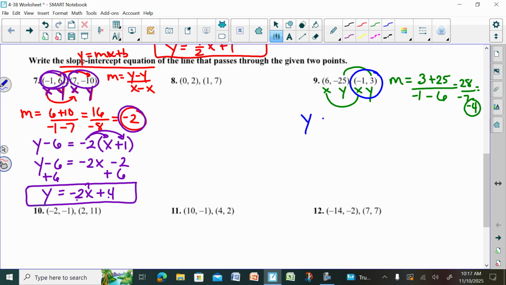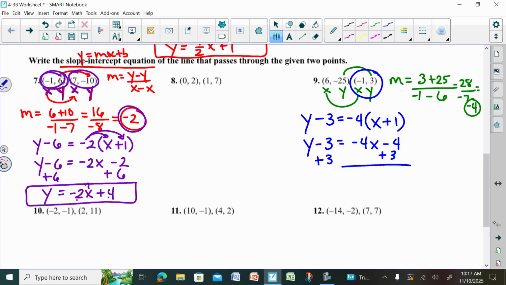So y minus 3 equals my slope, negative 4, times x plus 1, because it's a negative 1. Distribute the negative 4 through. Y minus 3 equals negative 4x minus 4. Watch your signs. And then bring that 3 over. This is all making you really good at your algebra, watching your signs, slowing down, distributing, all that good stuff. Y equals negative 4x minus 1.